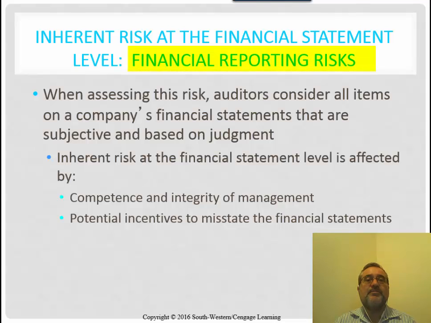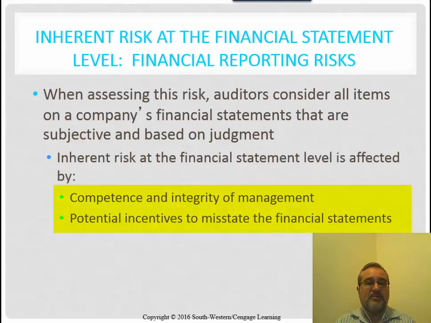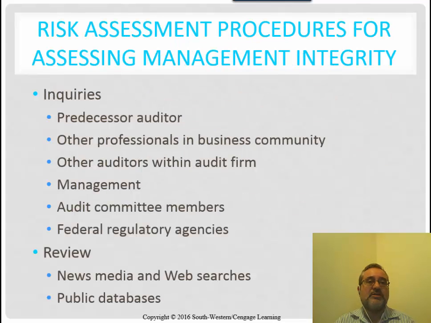At the inherent risk level, financial reporting risks include things such as the following. When assessing this risk, the auditor considers all items on the company financial statement that are subjective and based on judgment. Inherent risk at the financial statement level is affected by the competency and integrity of management and potential incentives to misstate financial statements. So what we're looking for are things that may be taking place that are going to impact management's decisions, primarily related to estimates and some of these non-routine transactions.